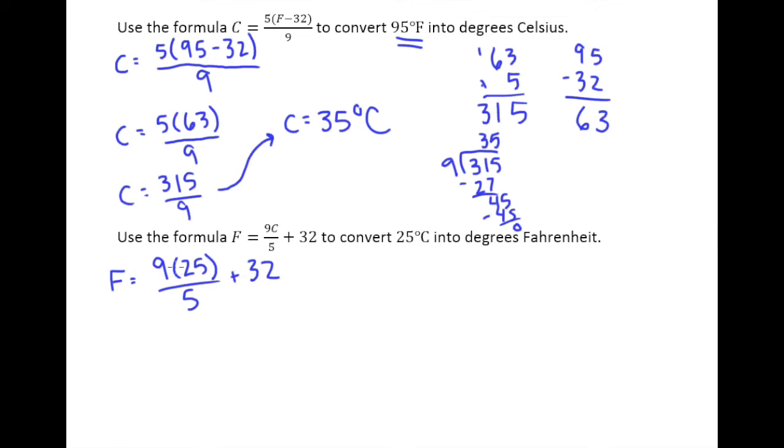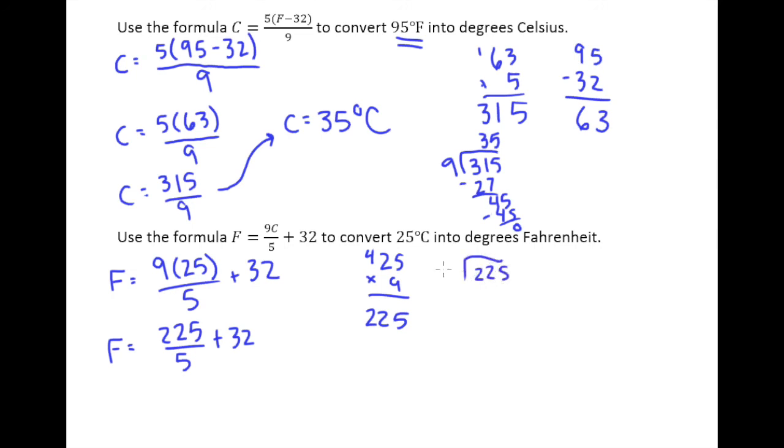But first I'm going to want to multiply my 9 and my 25. And so we get 225. So my Fahrenheit temperature will be 225 divided by 5 plus 32. A little bit more scratch work here.